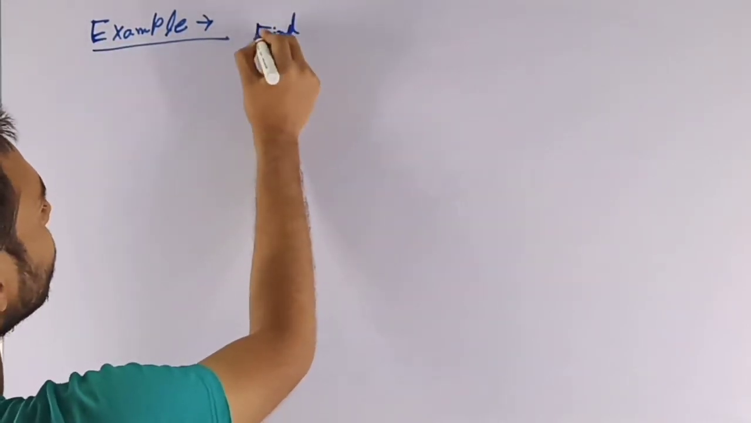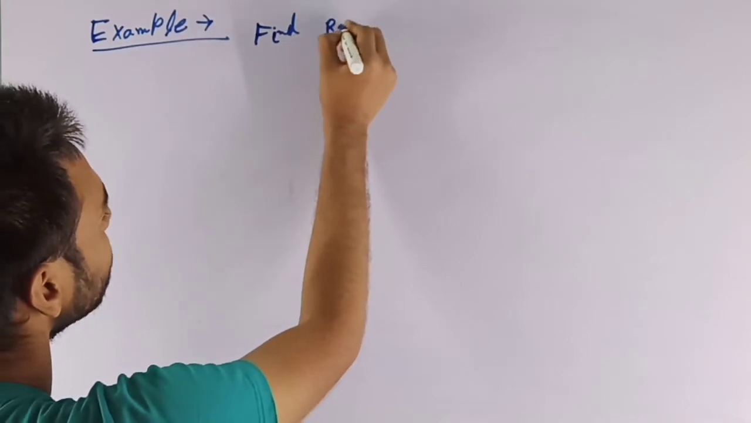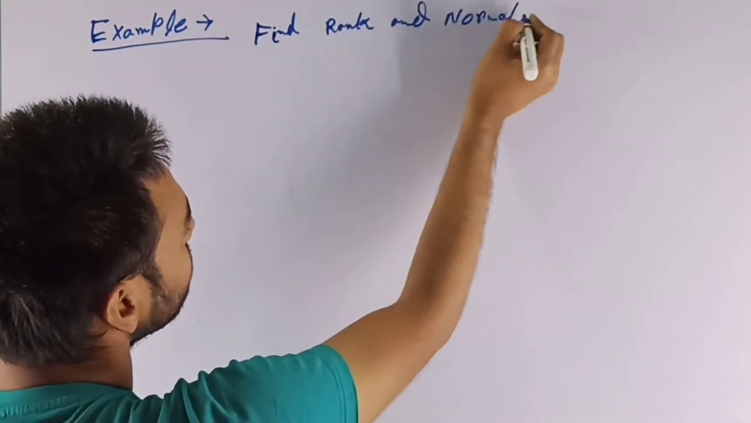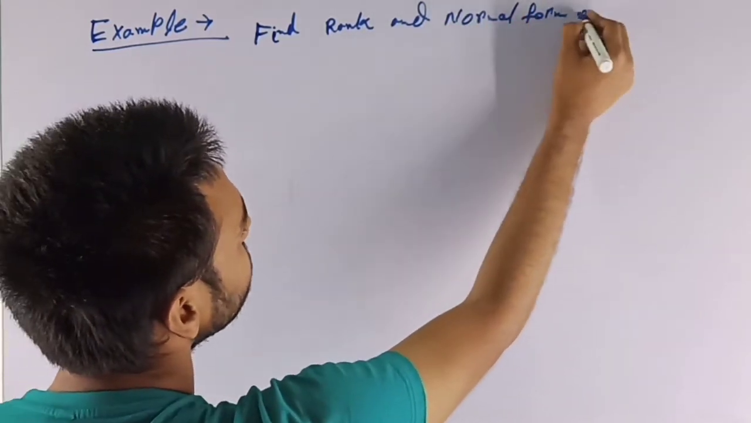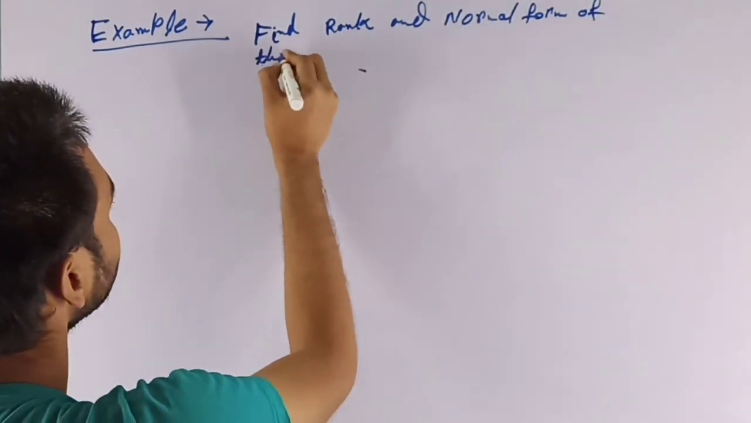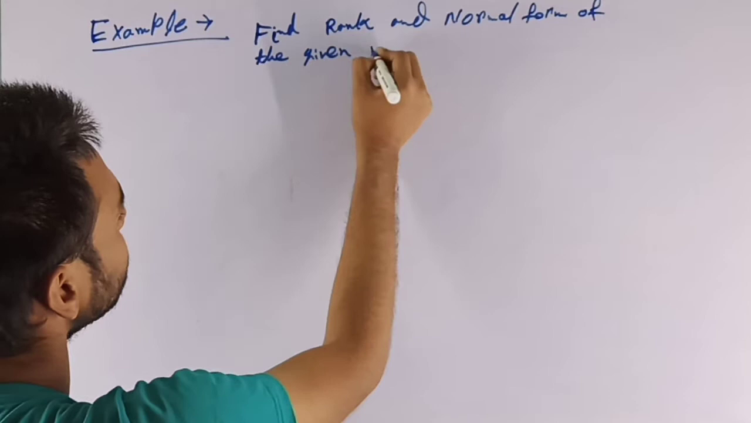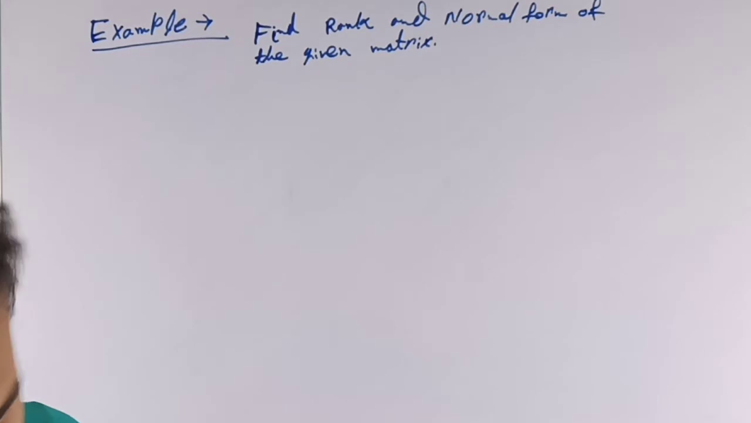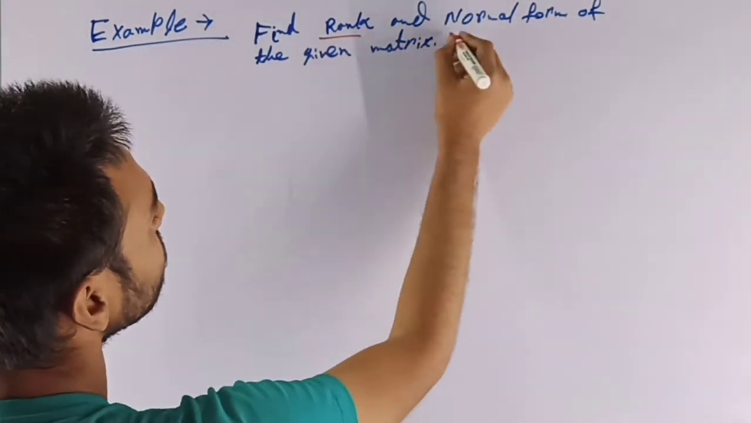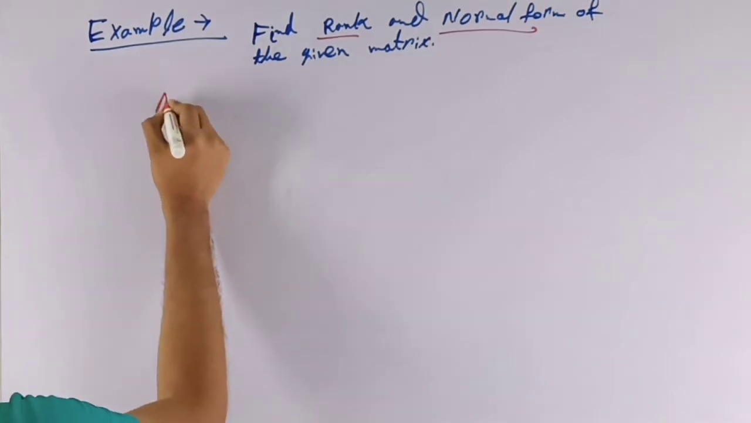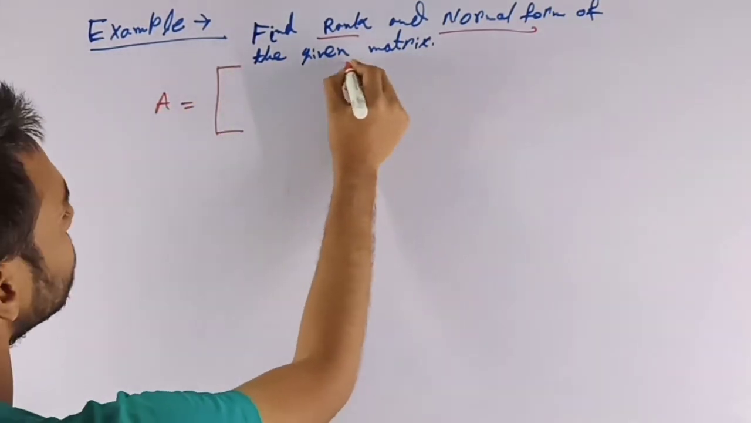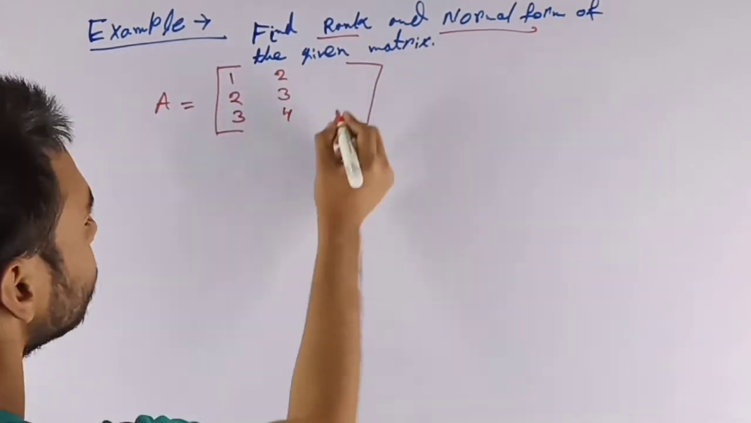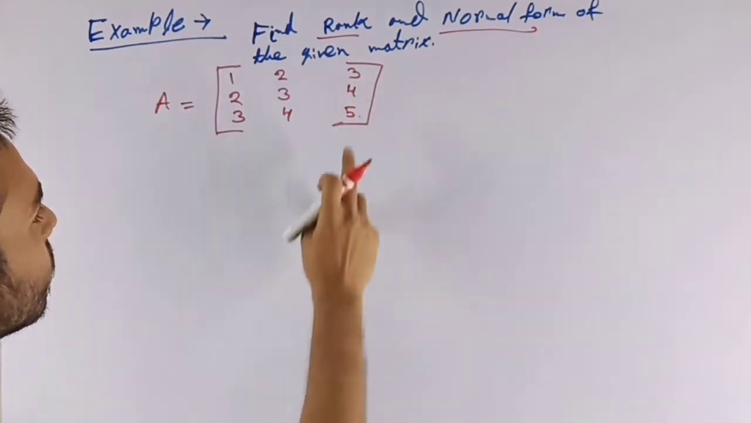So write down that find the rank and the normal form of the matrix A, that is the given matrix. So I also write again, find the rank and normal form of the given matrix, that's it. So the given matrix is A equals the matrix of 1 2 3, 2 3 4 and 3 4 5, that's it.